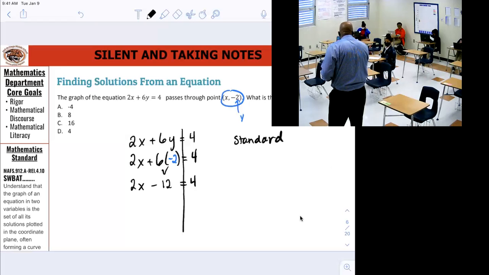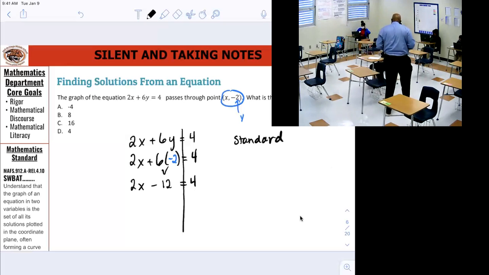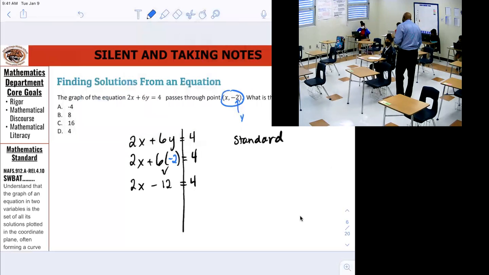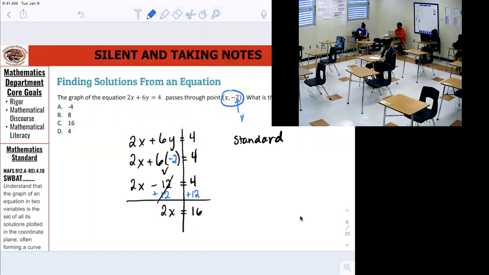All right, so I'm seeing a lot of correct answers in the chat. So who would like to tell me what I need to do first? Add 12 to both sides. Awesome. 4 plus 12, what's that? 16. Now I take both sides and I do what? Divide by 2. And my final answer is x equals 8.